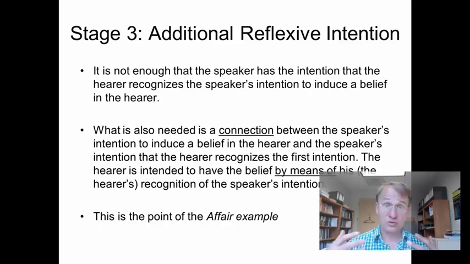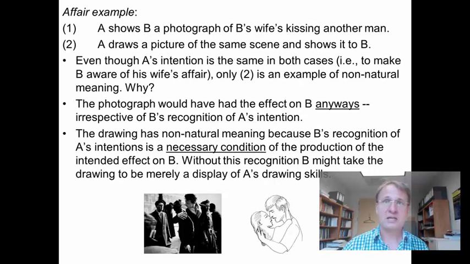And in order to illustrate this, Paul Grice gives us yet another example. And this has to do with two scenes. We are invited to imagine that a person A shows another person B a photograph of B's wife kissing another man. And then we are invited to contrast that case with a case where A draws a picture of the same scene, that is, of B's wife kissing another man, and shows that picture, that drawing, to B.